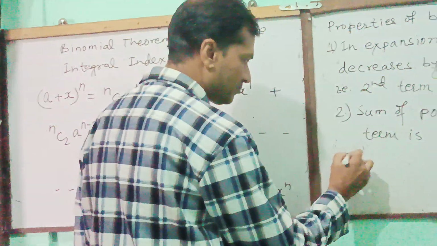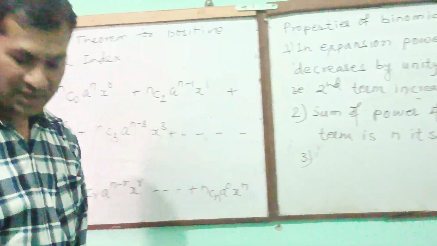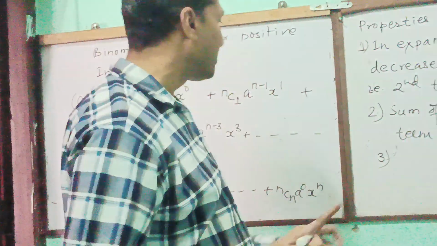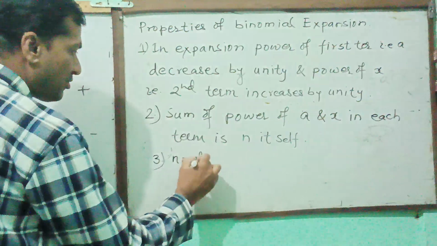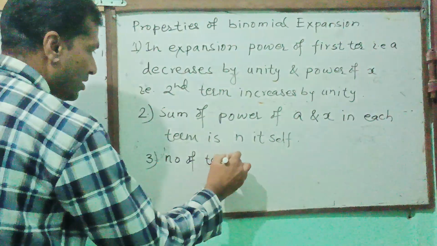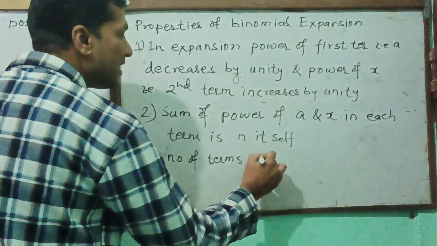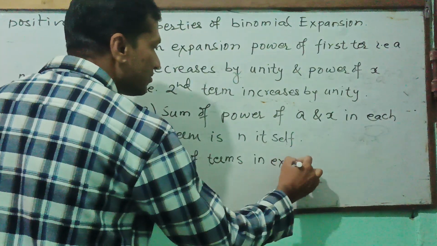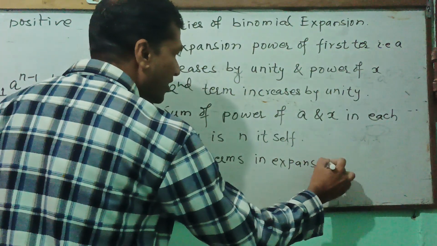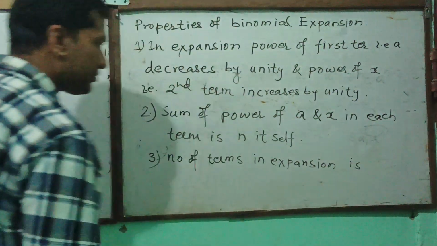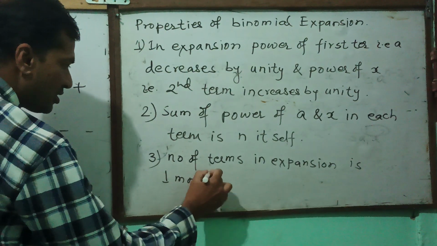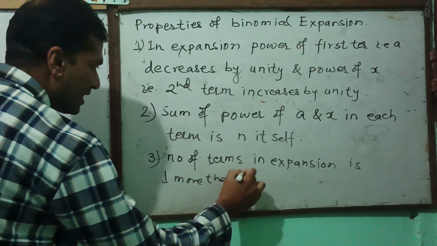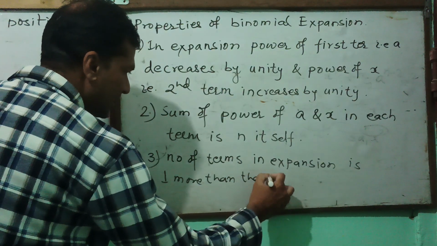Property 3. So this is property 3. What we are dealing with over here is that the number of terms in any expansion is one more than the index.